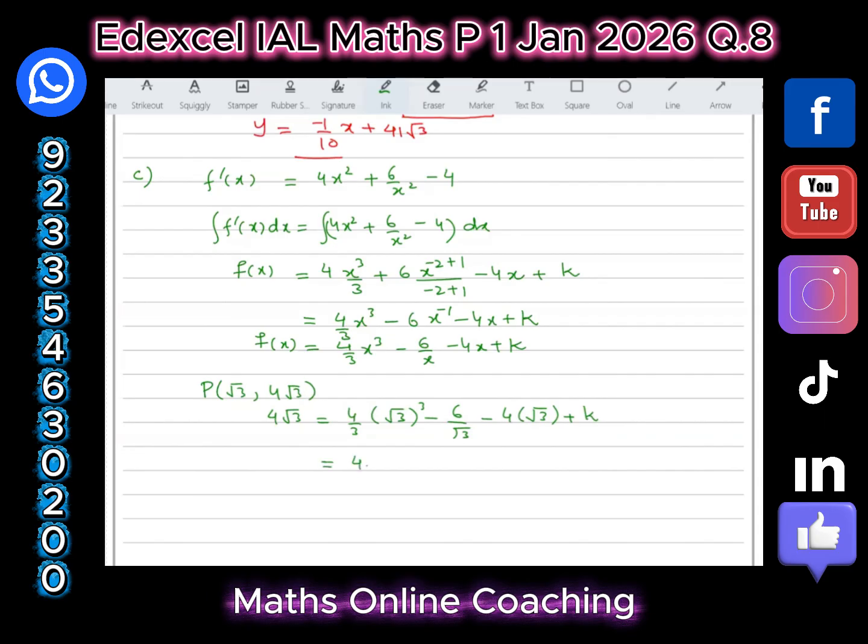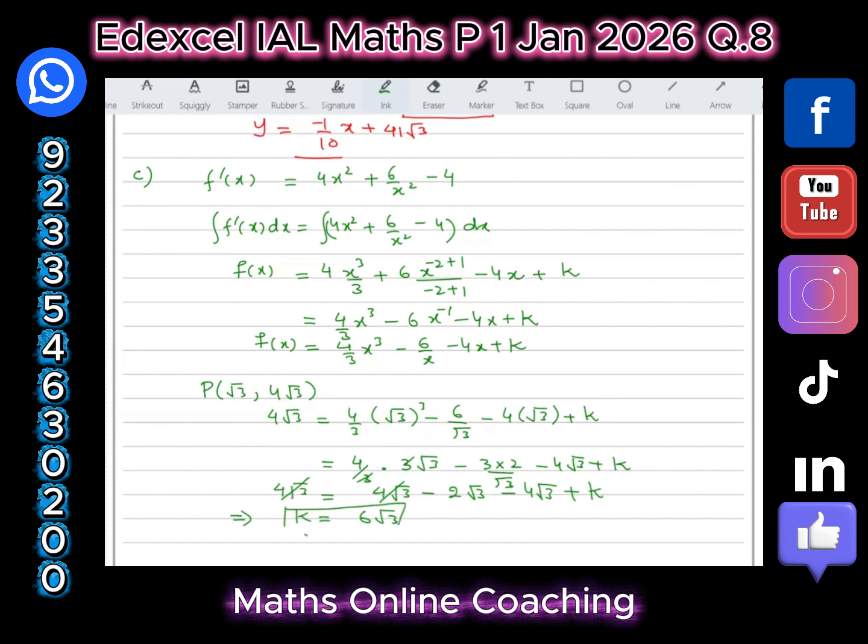which on simplification gives 3 times square root 3 minus, now 6 can be written as 3 multiplied by 2 divided by square root 3, minus 4 square root 3 plus k. And this is 4 times square root 3 minus 2 times square root 3 minus 4 times square root 3 plus k. Now it will be cancelled and the remaining is k is equal to 6 times square root 3. This is the value of k.